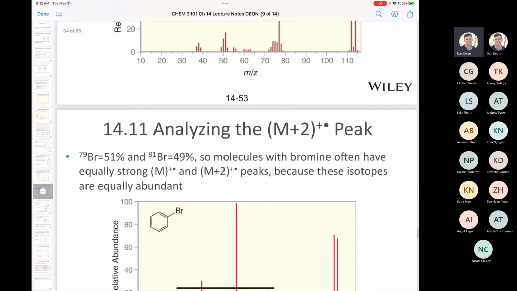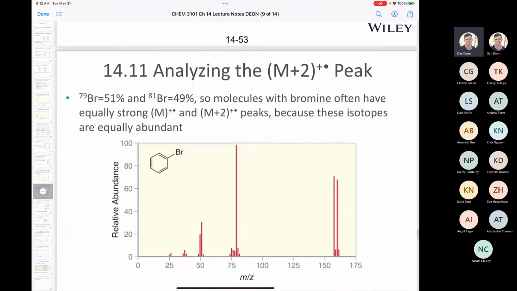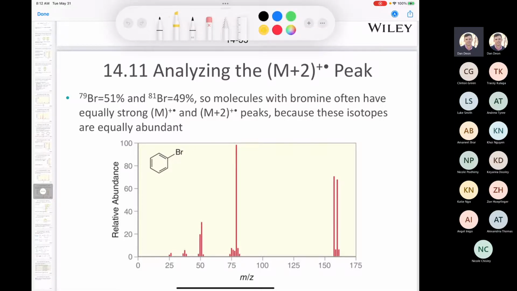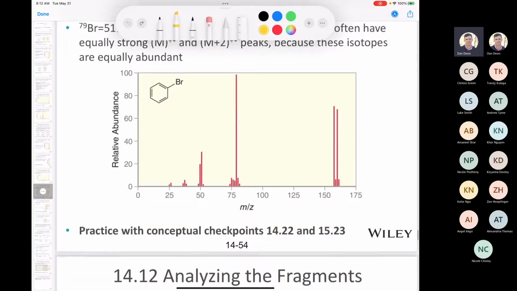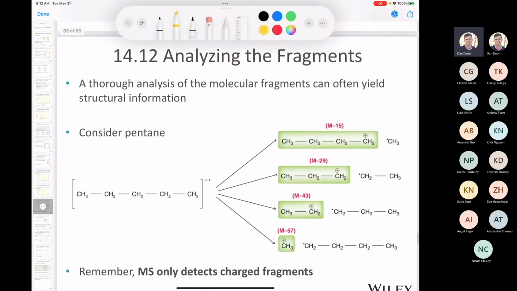And then we talked about analyzing the M+2 peak for a molecule that has a bromine in it. Since bromine's two isotopes, bromine 79 and bromine 81, are pretty much equally abundant, roughly 1-to-1 or 51 to 49%, your M+2 peak should be about the same height as your molecular ion, and we see that right here in this mass spec. Well, we're going to talk about fragmentation today.